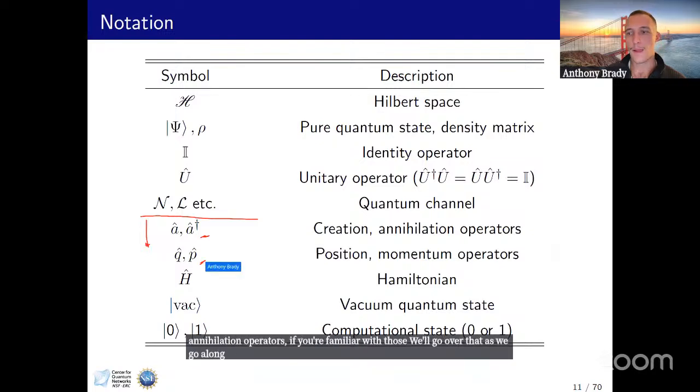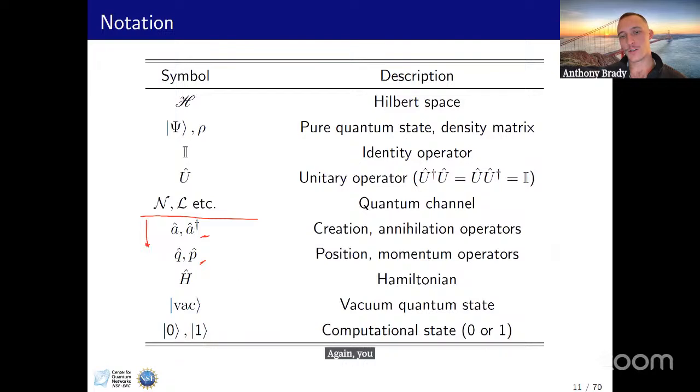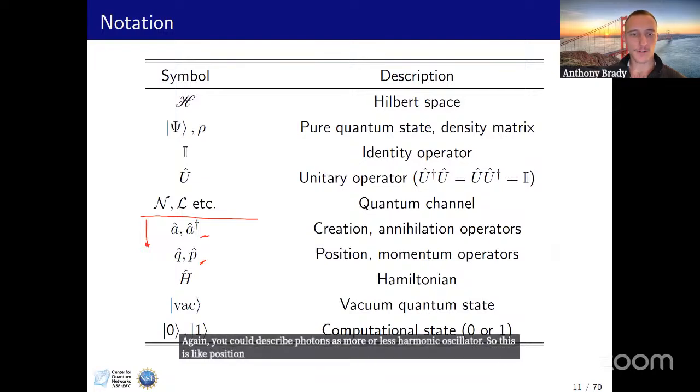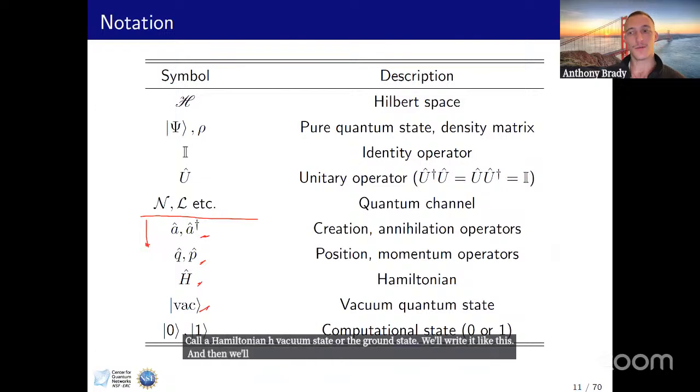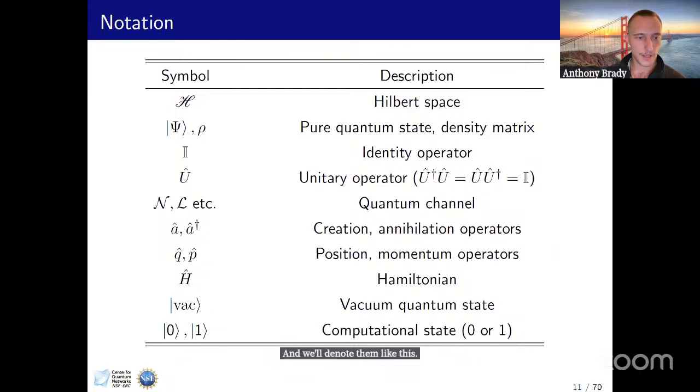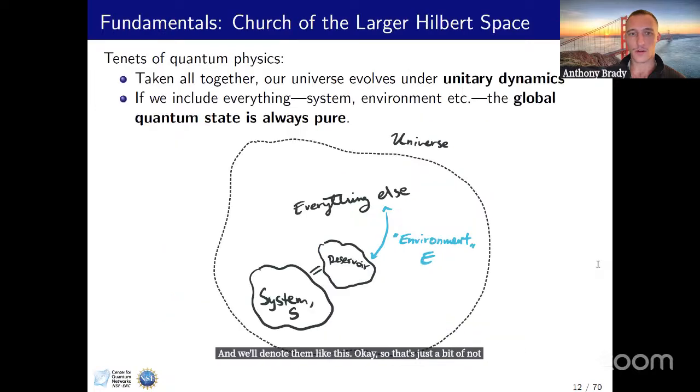Q and P, again, you can describe photons as more or less harmonic oscillators, so these are like the position and momentum of harmonic oscillators. We call the Hamiltonian H, and the vacuum state or ground state we'll write like this. And then we'll introduce, because we're dealing with information and encoding information in a photon, when you talk about information, you talk about bits like 0 and 1. We'll call these computational states, and we'll denote them like this. Okay, so that's just a bit of notation. So let's get started on the real stuff.